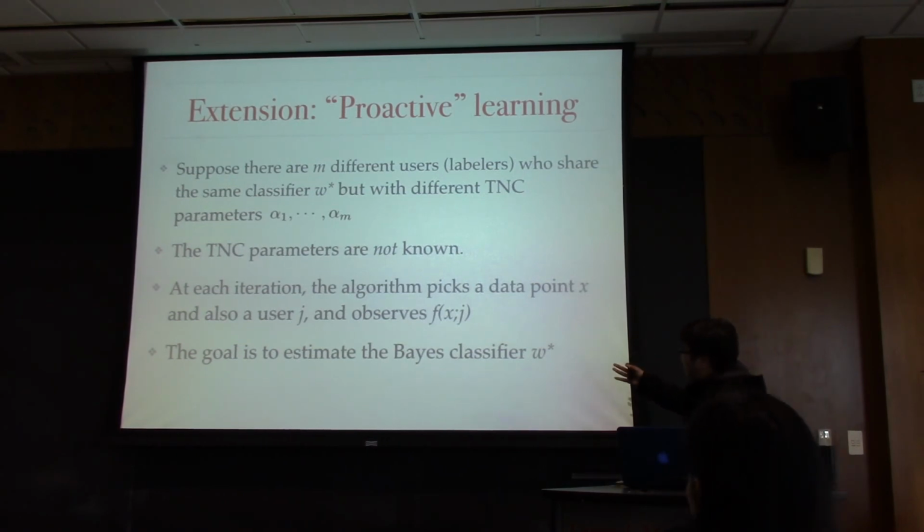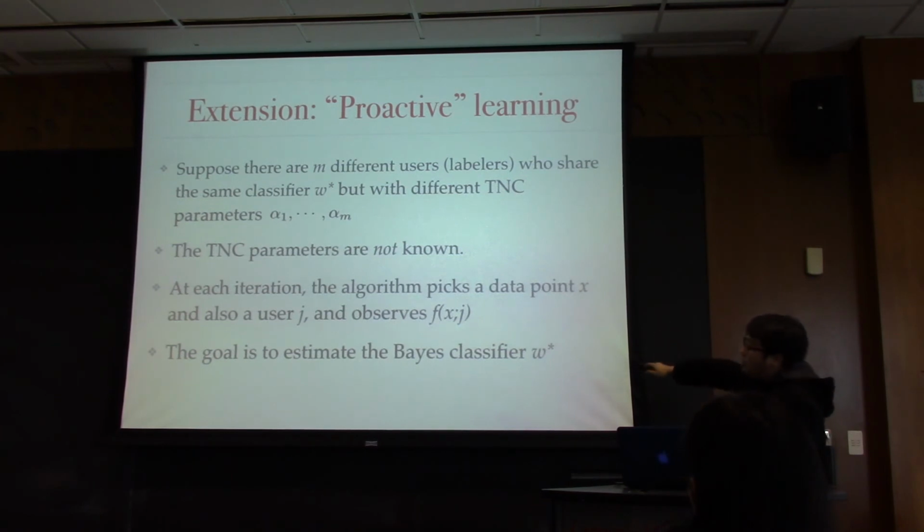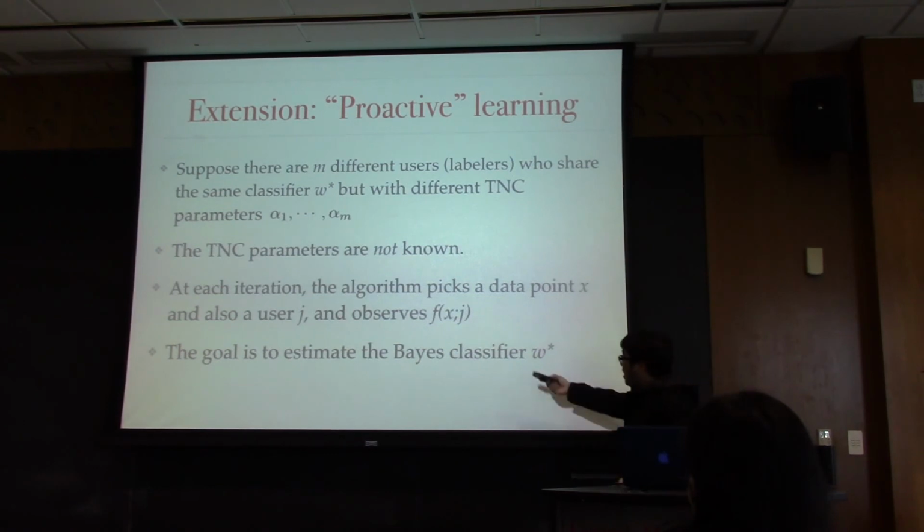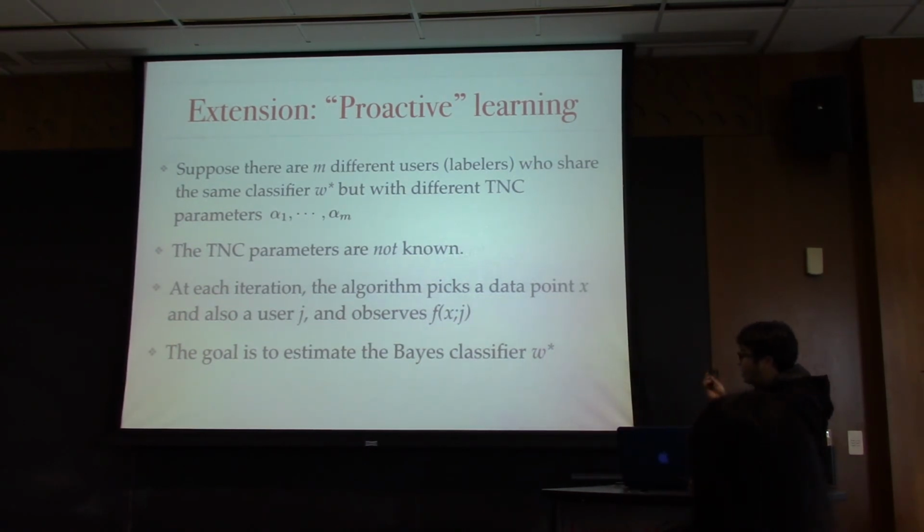At each iteration the algorithm can pick a data point x. So this is the active part. And also the algorithm needs to select a particular user j, and then it will observe the label produced by that specific user on this data point. So it's kind of like I have active components on both my data selection and my label selection. And the goal is still to estimate the Bayes classifier W star, or to get a classifier W hat that has small excess risk.